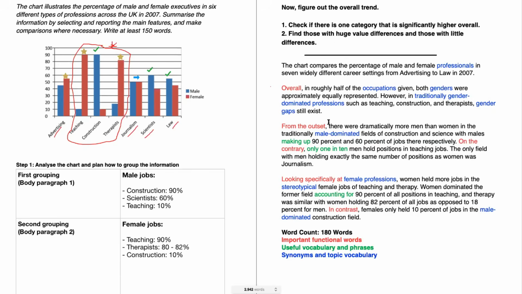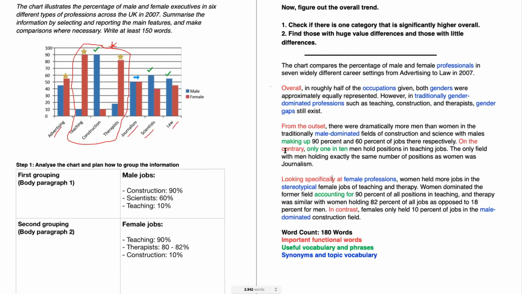Now we've got our paragraph 1 looking at male jobs. Again, we have a great phrase from the outset. There were dramatically more men than women in the traditionally male-dominated fields of construction and science, with males making up 90% and 60% of jobs there, respectively. Now we've got making up as a great phrasal verb, and the fact that we see respectively shows 90% for construction and 60% for scientists.